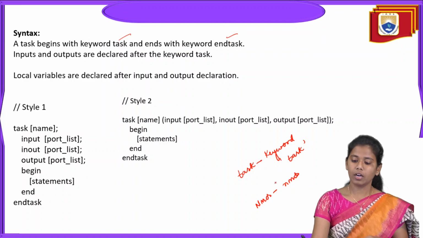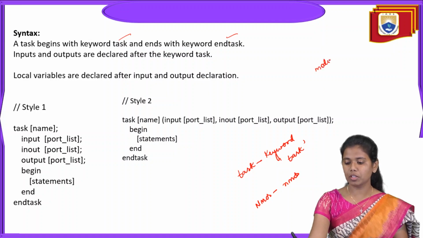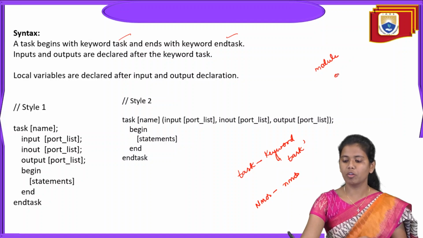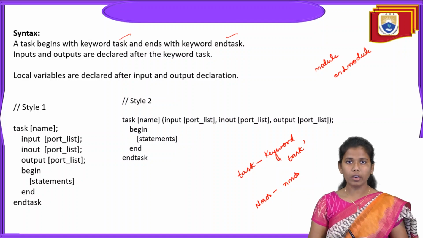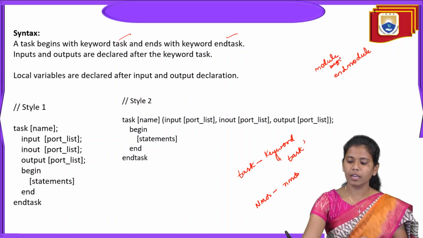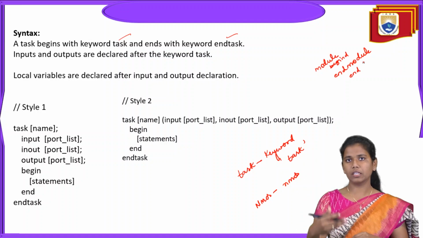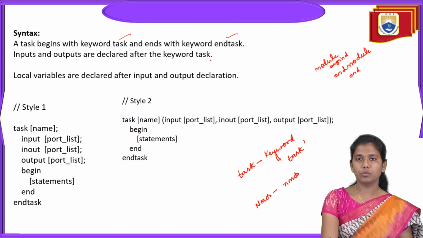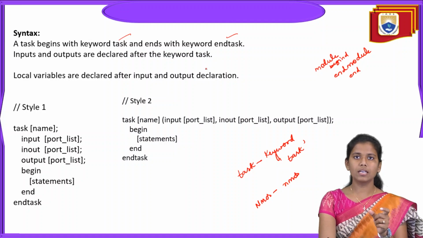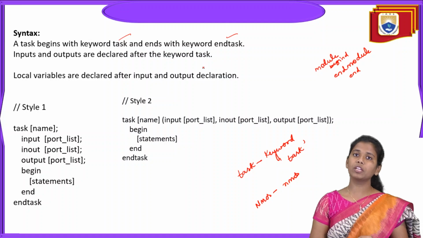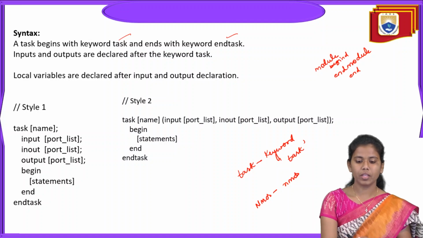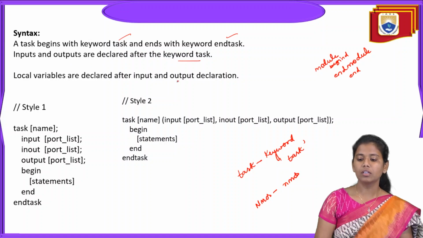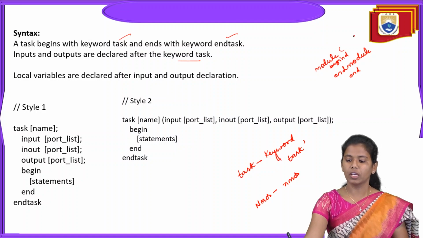So, for example, when we start with module, obviously we end the code with the keyword endmodule. If you start your code with begin, then you have to terminate with end. Likewise, we have two keywords pertaining to the task: initially we mention task, and finally, when terminating, we mention endtask. Inputs and outputs are declared after the keyword task, just as after the module, in the port list, we mention the inputs as well as the outputs.